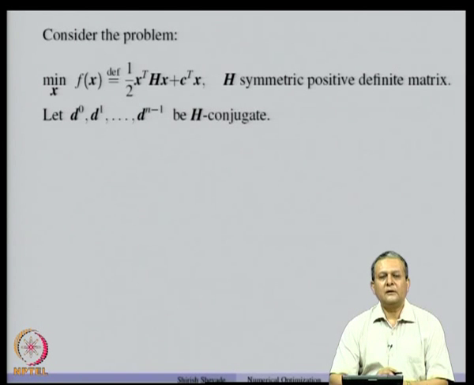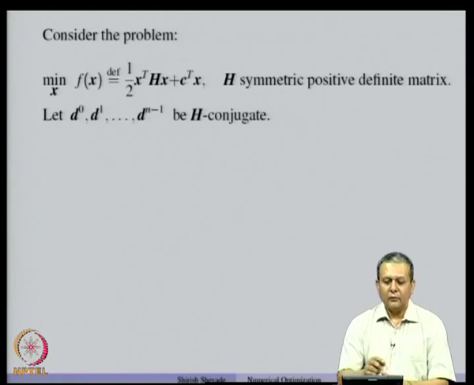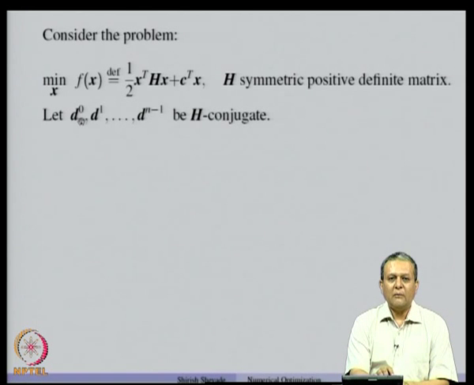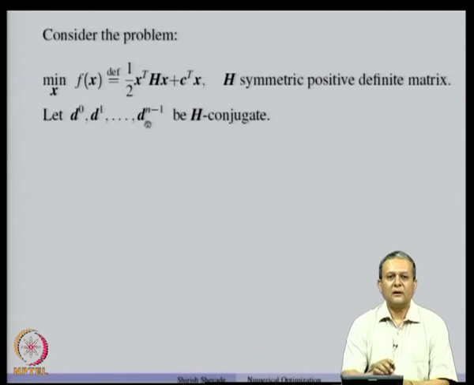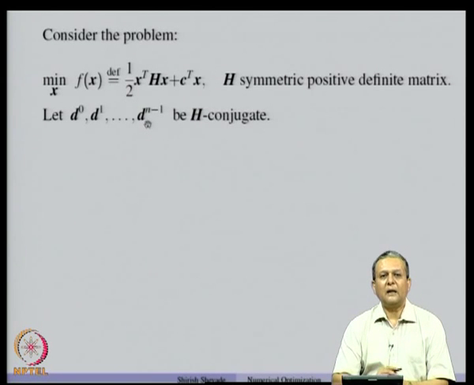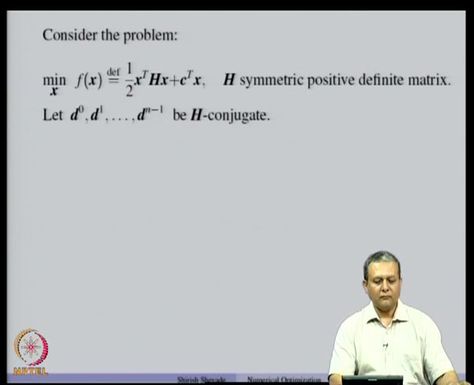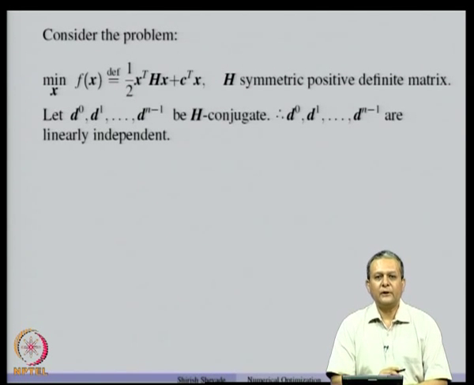So, is it possible to do the minimization with respect to each of the directions one at a time? We start from x0, move along the direction d0, go to x1, then move along d1, go to x2 and so on. Is it possible to get a minimum at the end of searching through dn minus 1? That is possible, and this is what we are going to see now.